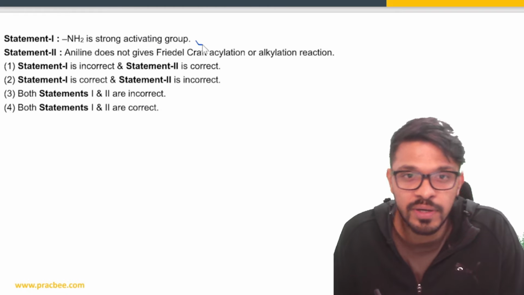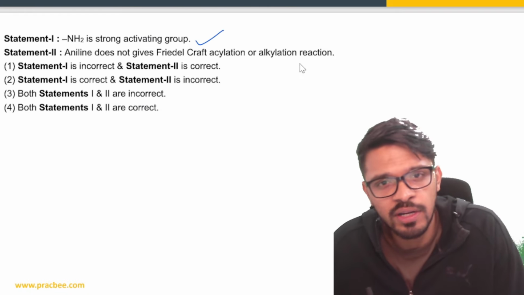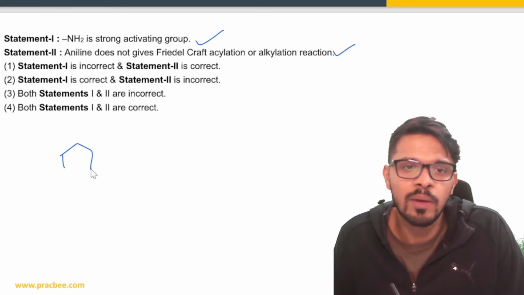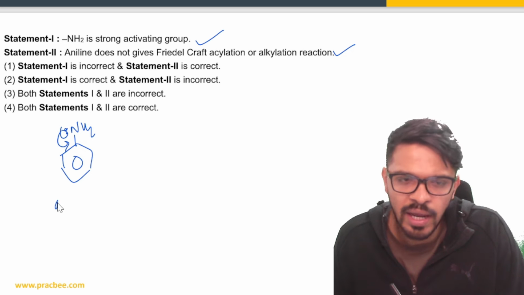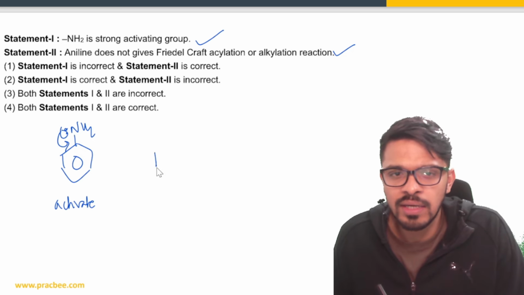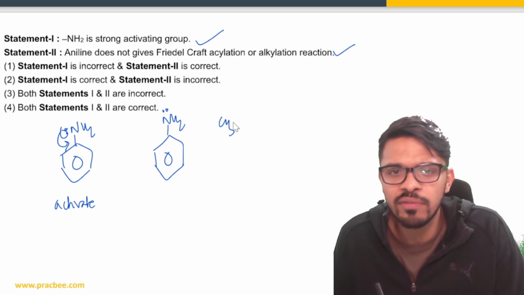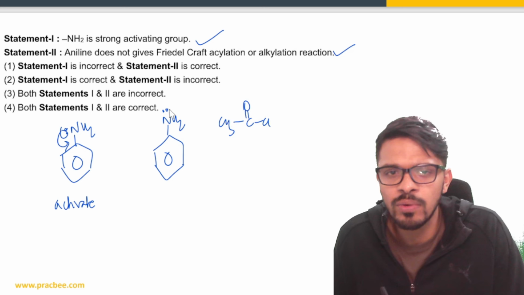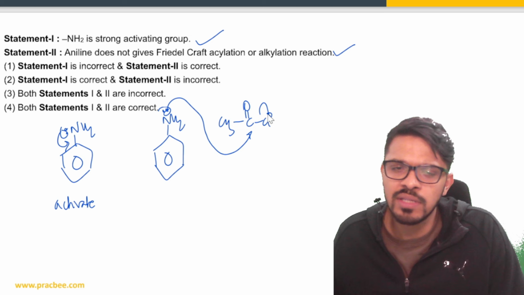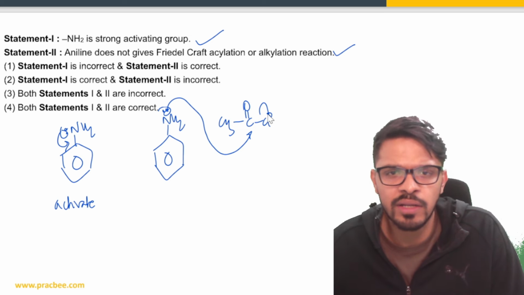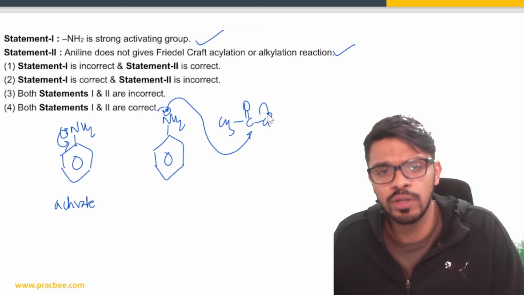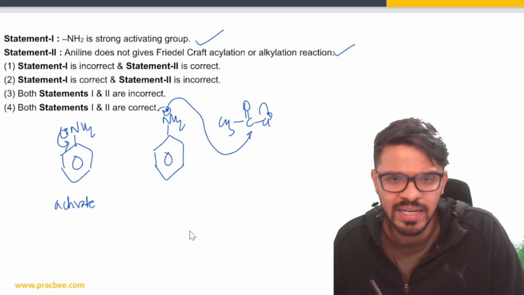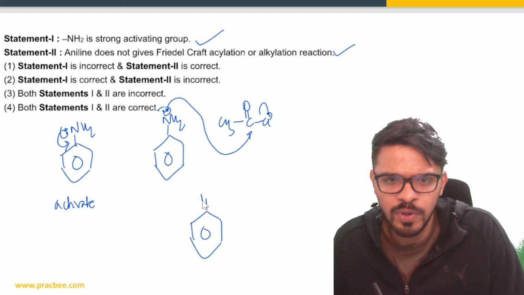NH2 is a strong activating group, correct. Aniline does not give Friedel-Crafts reaction, correct. What happens with NH2? You know NH2 has a lot of electron density, so it can activate the ring. And since it has high electron density, what it can also do is, let us say we are trying to do an alkylation or acylation reaction. Let us say we have an acyl group, NH2 will attack and it will eliminate the chlorine. I will get an acylated product or acetylated product.